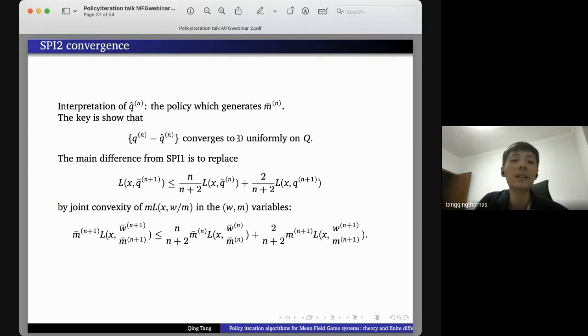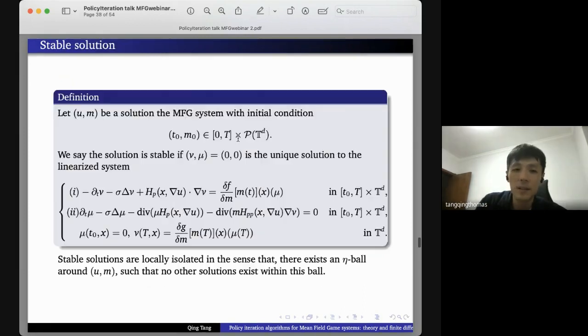That's the convergence of SPI1 and SPI2, all the main points. The convergence was shown based on the assumption that there's a unique solution to the MFG system. In the paper I was using the monotonicity condition to say there's a unique solution. But I think there are other assumptions which could be made to get uniqueness.